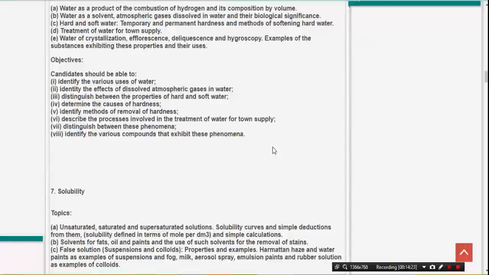Objectives of that section. Candidates should be able to identify the various uses of water, identify the effect of dissolved atmospheric gases in water, distinguish between the properties of hard and soft water, determine the causes of hardness, identify methods of removing hardness in water, describe the process involved in the treatment of water for town supply, distinguish between these phenomena, identify the various compounds that exhibit these phenomena.